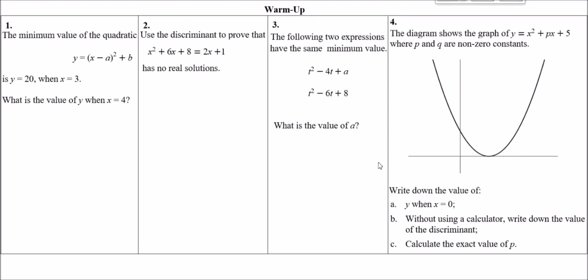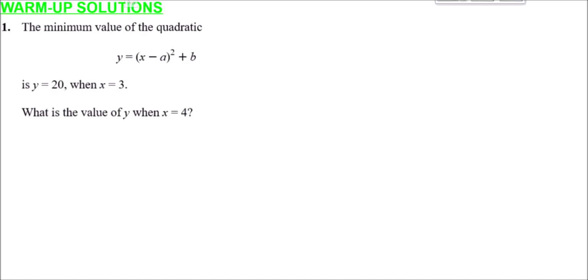So let's have a look together at the solution to question 1 of this warm-up activity. We're told here that the minimum value of this quadratic is y equals 20 when x equals 3. We're asked to find the value of y when x is 4. The important thing we need to remember from the last lesson is if a quadratic is written in the completed square form, then it tells us essentially what the turning point is. The turning point can either be a minimum or maximum. In this case, it's a minimum.